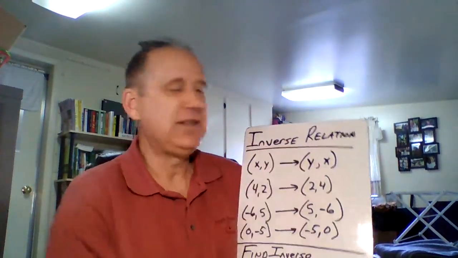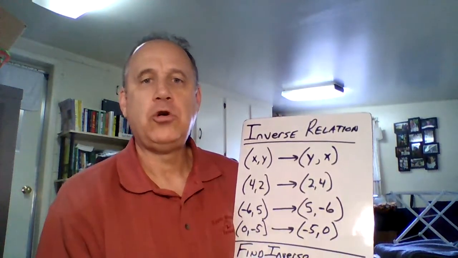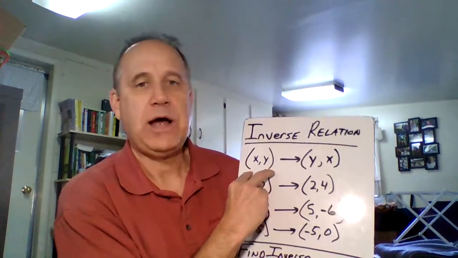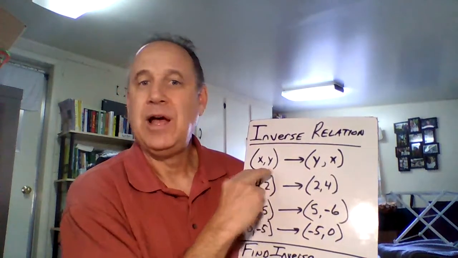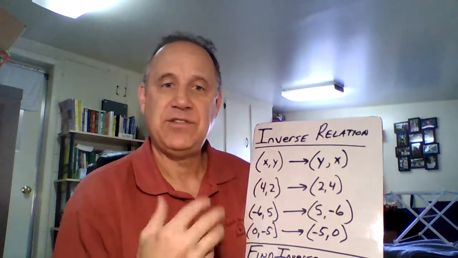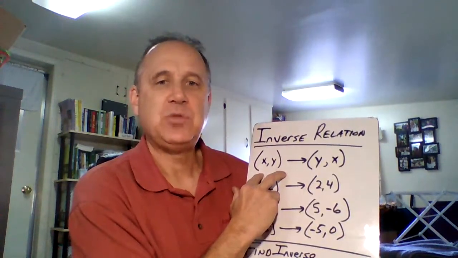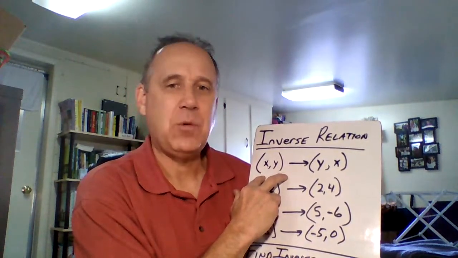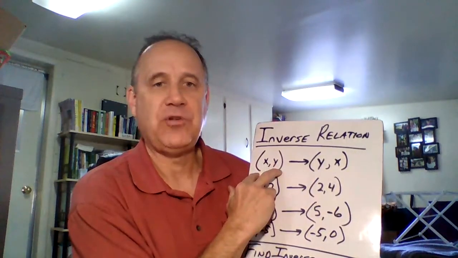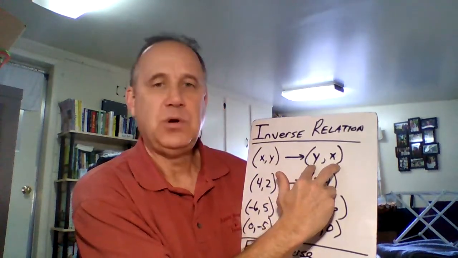We have inverse relations. Okay, our normal ordered pair obviously is xy. Right? The inverse of that, and these are related, the inverse relation, the inverse of this is where you just switch the x and the y. So it goes from xy over to yx.